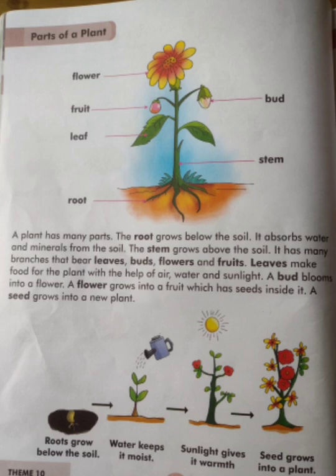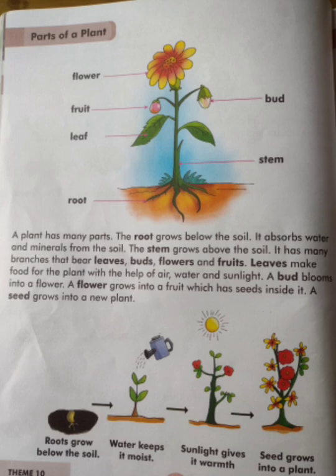Let's study about these. A plant has many parts. The root grows below the soil. Yes, children, the root, you can see the brown, this is mud, and the root is going to grow in the soil only, and it absorbs water and minerals from the soil. What is the work of the root? It absorbs minerals and water from the soil.